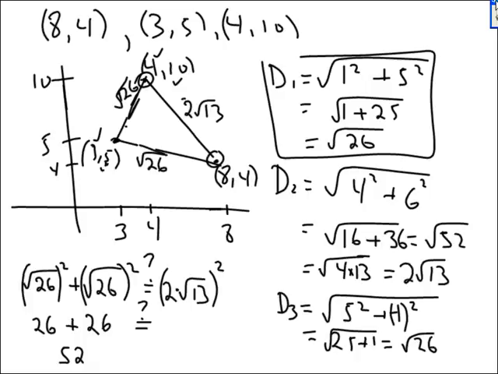When you square a product, you square them separately. When you square 2, you get 4. And you square them separately and then multiply the answers. When you square the square root of 13, you get 13. And yeah, 4 times 13 is 52. We do, in fact, have a right triangle. And it's isosceles. But that doesn't mean it's not a right triangle.